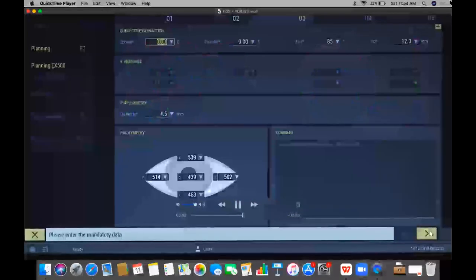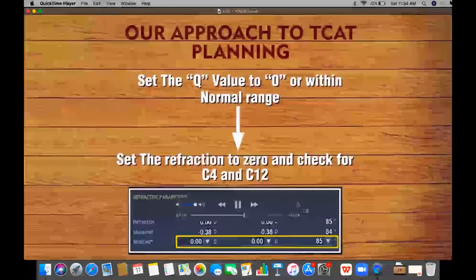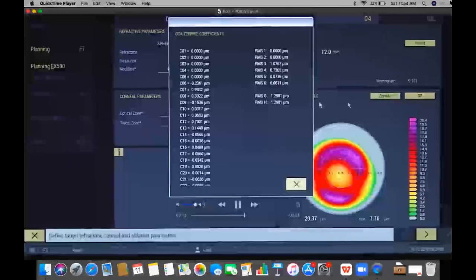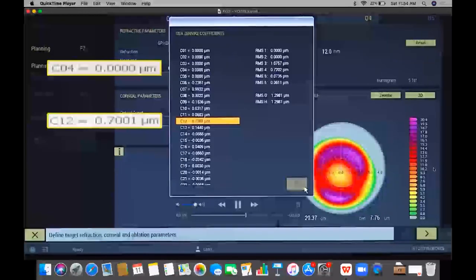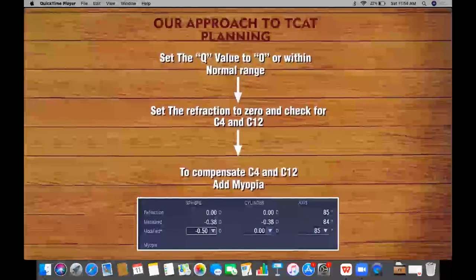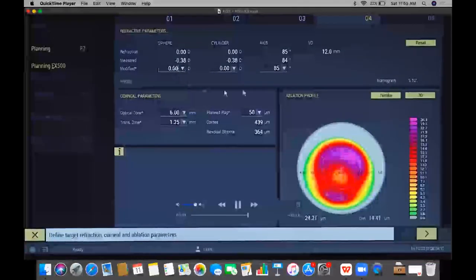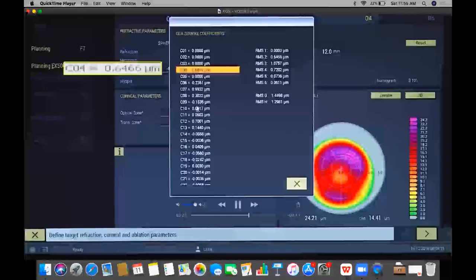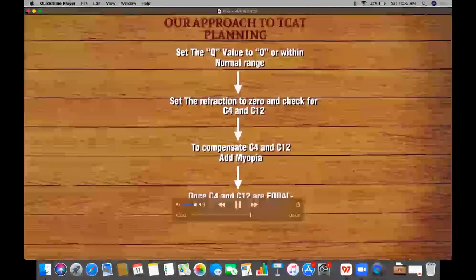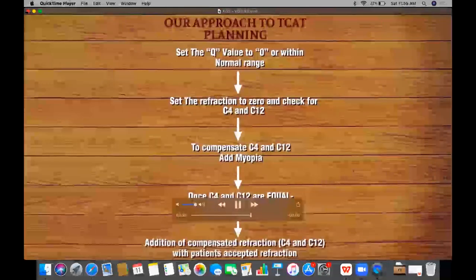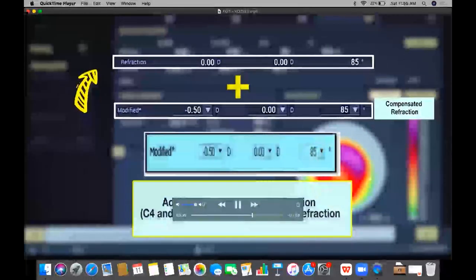C12. Using the topographical neutralization technique and setting the modified refraction to 0, we check the defocus, that is C4, and spherical aberration, that is C12. Our aim is to equalize this C4 and C12. In this case, adding a myopic correction helps equalize the C4 and C12. Adding this compensated refraction to the patient's acceptance gives us the final PAR to be treated.